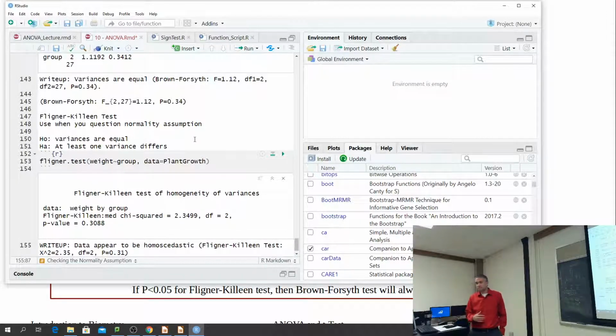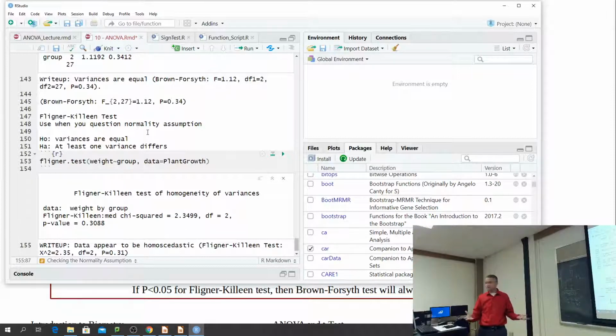So we have 2 different tests. Do we run both of them? No. You don't run both and pick which one you like best. That's not what we do. All right. The decision on what test to run between Brown-Forsythe and Fligner-Killeen comes down to your conclusion, your interpretation of the normality assumption.